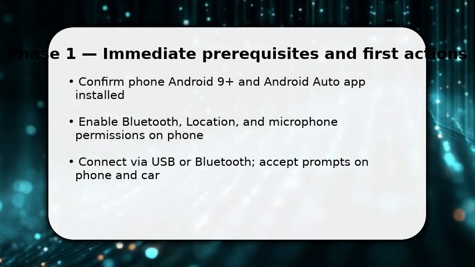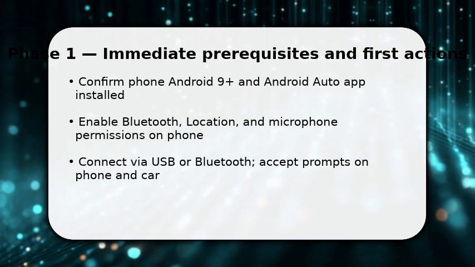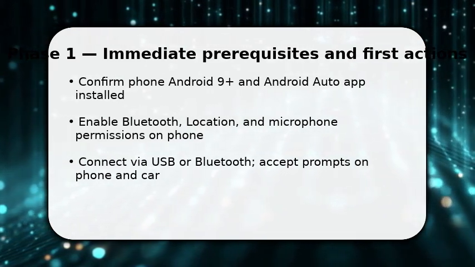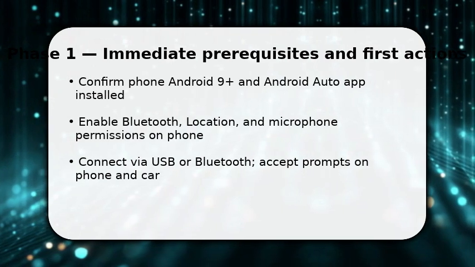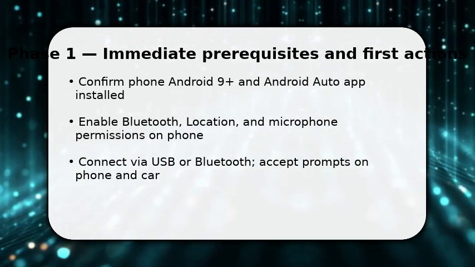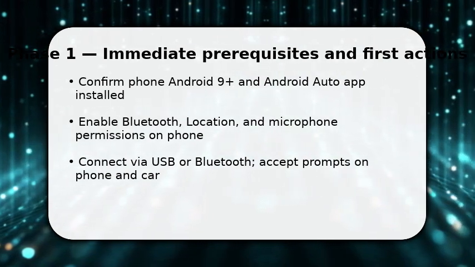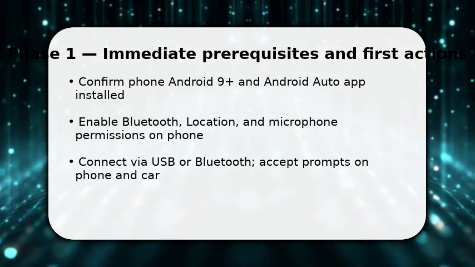Plug in a high-quality USB cable or initiate Bluetooth pairing. When prompts appear on both phone and head unit, accept them. You'll see the Android Auto interface load. That means the system recognized your device. If the car asks which apps to show, choose Google Assistant and Maps to continue.